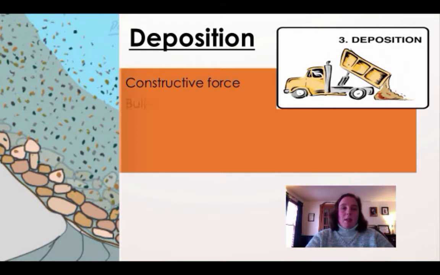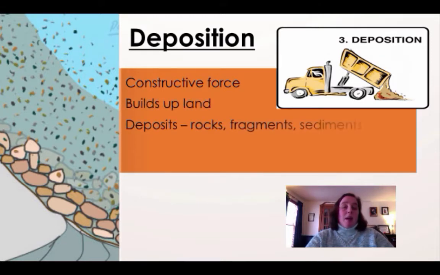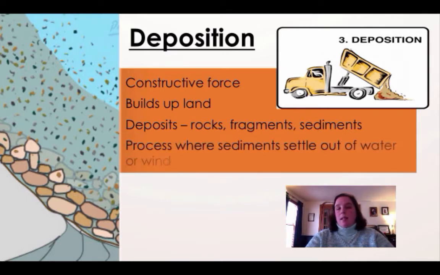So we're talking about deposition. It's a constructive force, meaning that it builds up land. And what does it deposit? Well, it deposits rocks and fragments and sediments. And it's the process where sediments settle out of water or wind.